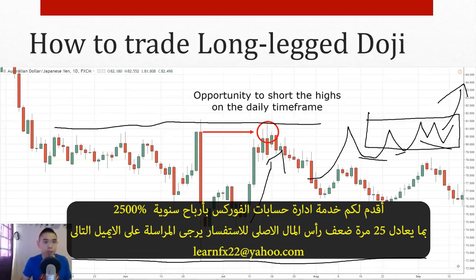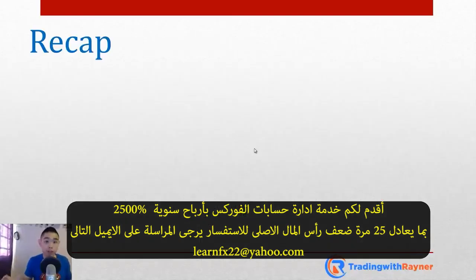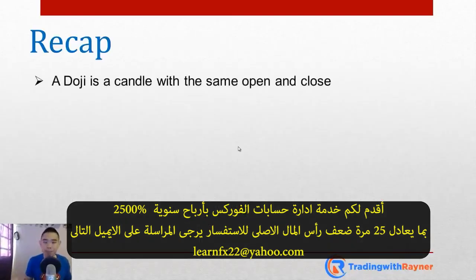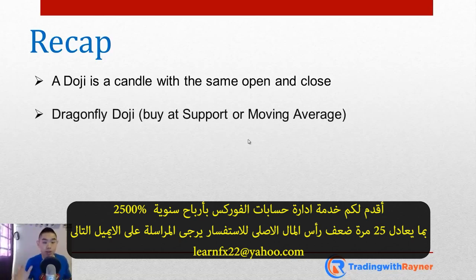Okay, so let's do a quick recap of what you've learned today. Number one, a doji is simply a candle with the same open and close. A dragonfly doji is a sign of strength because it shows you rejection of lower prices. A variation of this candlestick pattern is the hammer. You can look to buy it at support, or in an uptrend near a moving average or near previous resistance turned support.